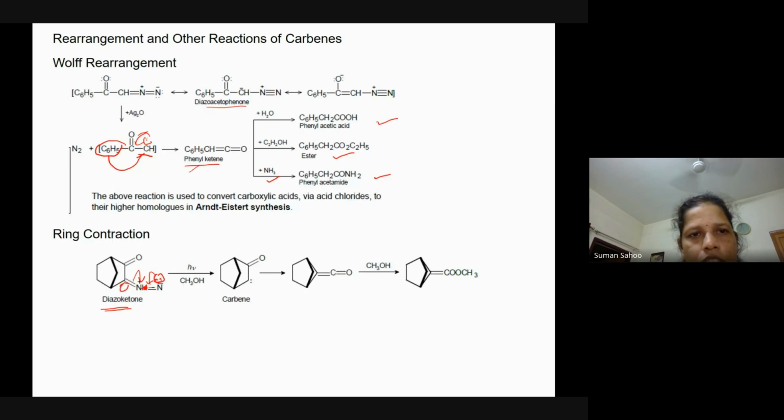Now this carbene intermediate will undergo rearrangement like this, so that this one will go here and this one will be migrated to this side. So this carbon now is attached to this carbon, and suppose this one is 1, 2 and 3. Now this one is our 1, this one is 3, this one is 2. So that gives you ring contraction. Often reaction with alcohol gives you an ester.